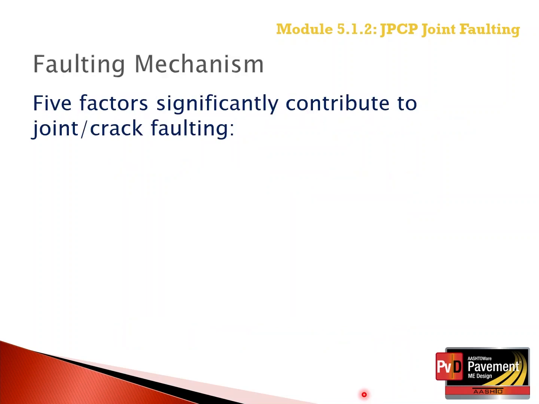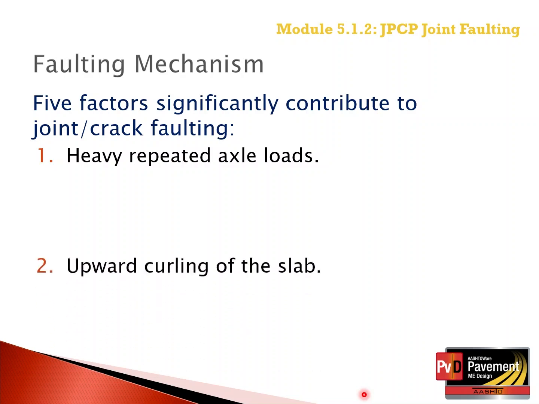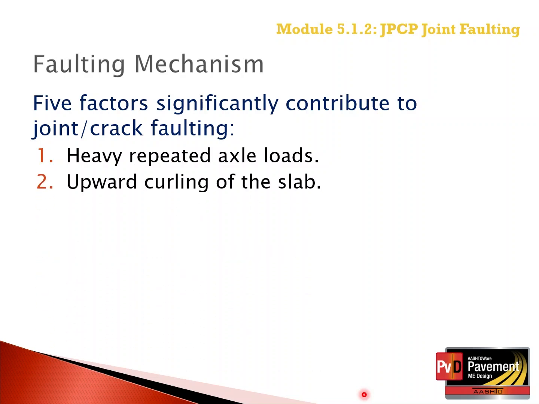There are five key factors that cause or correlate well with the differential deflections across the transverse joint. The differential deflection is a critical response parameter used to predict faulting of transverse joints. The first factor is the application of repeated heavy axle loads. The second is the upward curling of the concrete slab.